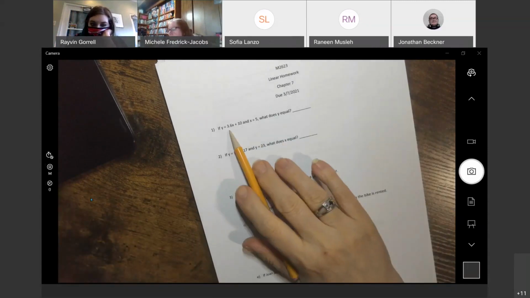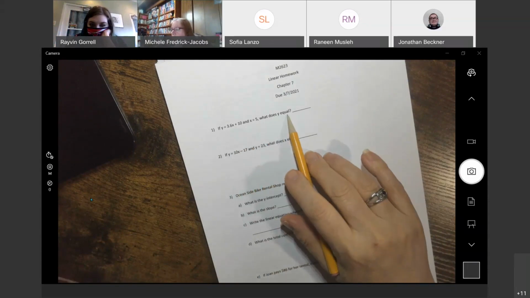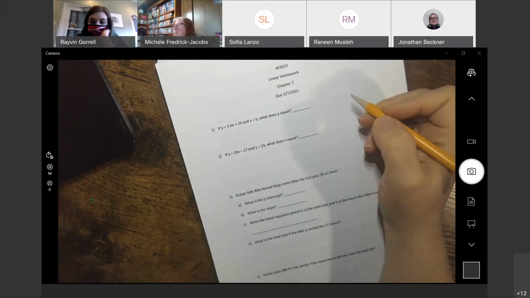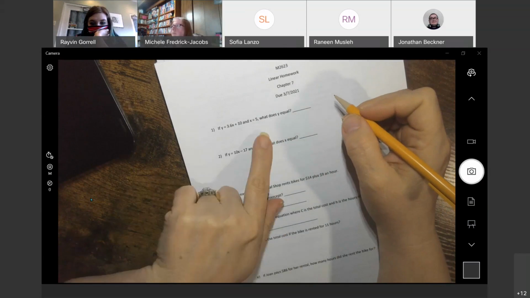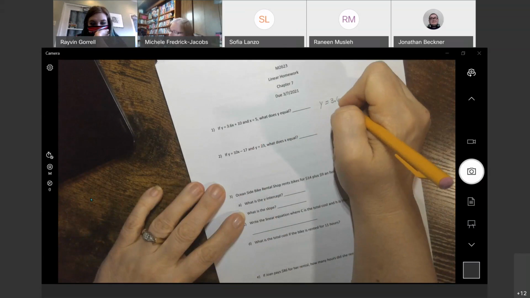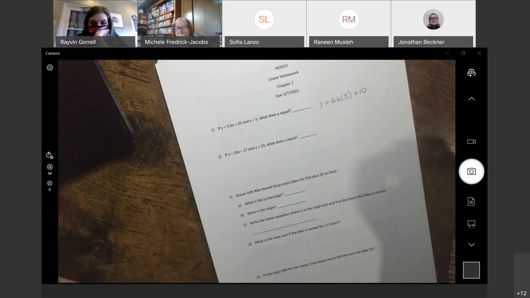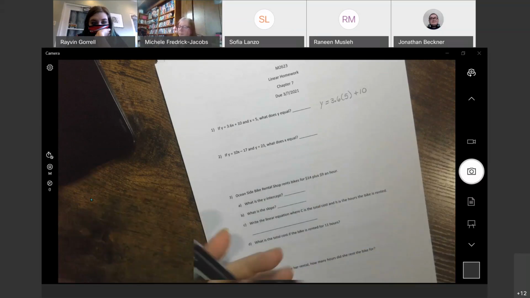If y equals 3.6x plus 10 and x is 5, how do we find out what y equals? So what's the first step we would do? We write out the equation with x equals 5. So we want to plug 5 into x. And then what would we do? We multiply 3.6 by 5 and then add 10. Yep.